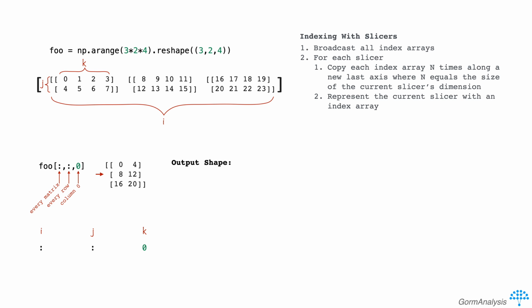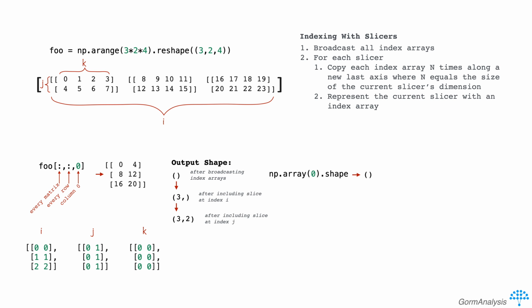But what's the shape of a scalar like 0? It's actually empty, or 0-dimensional. You can see this by calling np.array(0).shape. So we have an empty dimensional index. Then we concatenate that with the size of each dimension with a slice. So we end up with a 3x2 result.